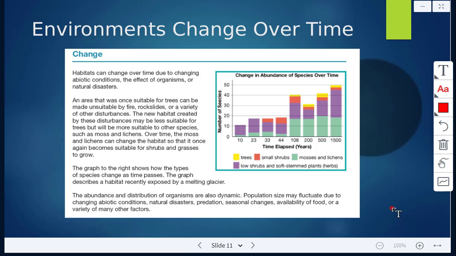The graph on the right is showing types of species. The types of species change as time passes. This is actually showing a habitat that was recently exposed by a melting glacier. The abundance and distribution of organisms are also dynamic. Population size might fluctuate due to changing abiotic conditions, natural disasters, predation, seasonal changes, availability of food, or other factors. As we look at this graph, there were lots of low shrubs, soft-stemmed plants, mosses and lichens, then over time we see more small shrubs, and then we start to see more of the yellow, showing there are more trees developing.